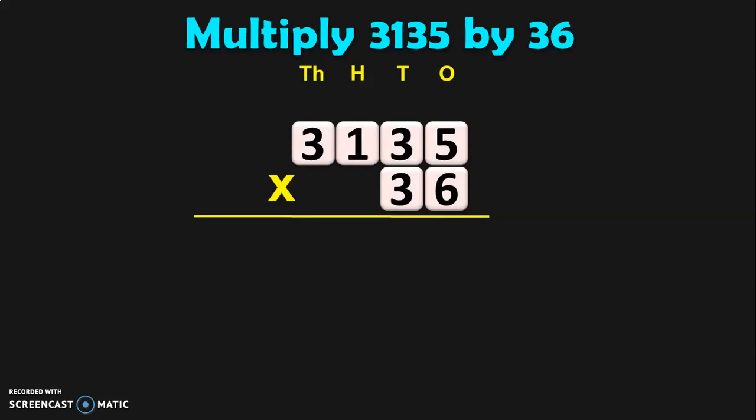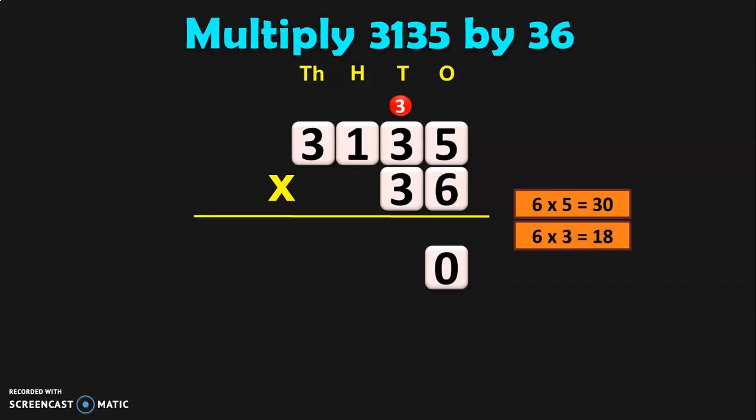Now begin the multiplication from the ones place. 6 into 5 is 30. So 0 is retained in the ones place, and 3 goes to the tens place as a carryover. Next 6 into 3 is 18. 18 plus that carried over number 3 will give you 21. So 1 in the tens place and 2 as a carryover to the hundreds place.